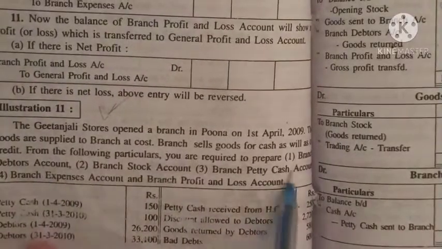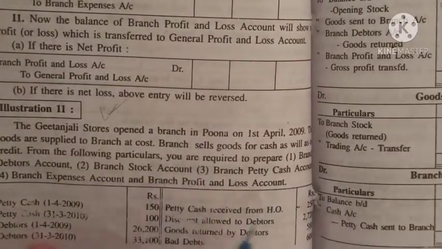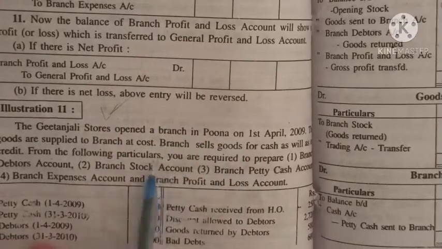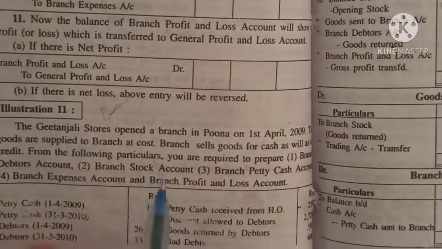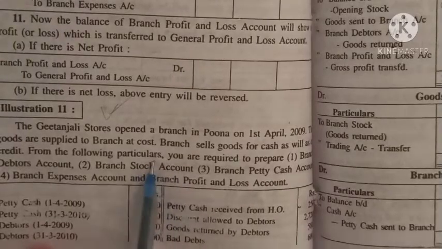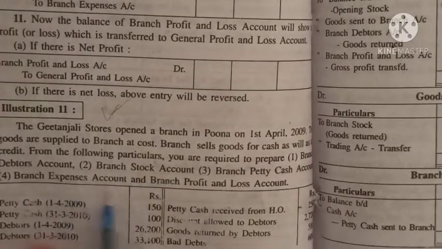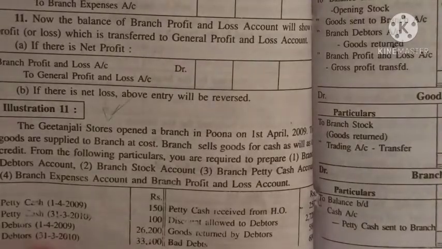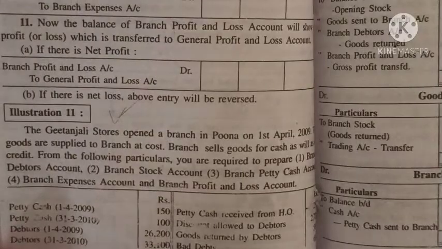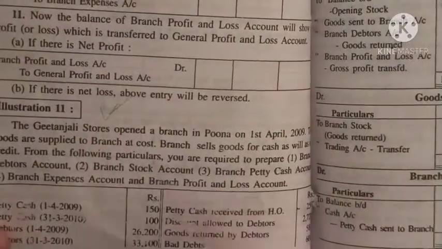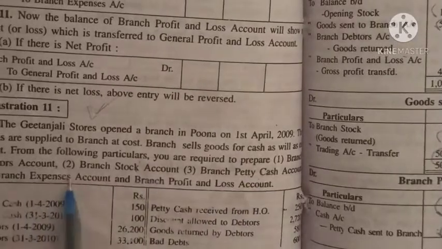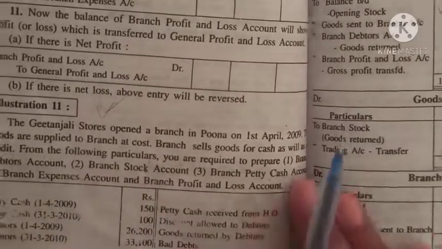In the question, the branch account we do not have to prepare. So out of that you can identify that this is the debtor stock system, and in this, the branch expense account will be there, so you can identify this is a sum of the second method, that is the debtor stock system. In this we have to prepare debtor account, stock account, petty cash, branch expense account and branch P&L account.